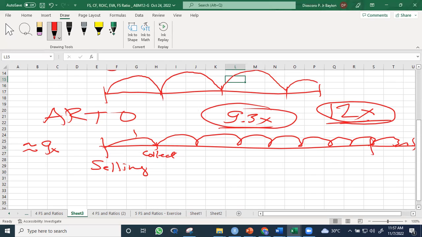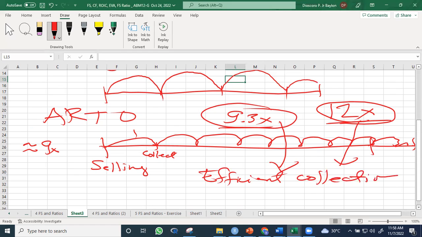Okay? Now, may pwede makakwento dito. Number one, hindi efficient yung collection ng company. Bakit parang ang bagal niya? 9 times lang siya per year, pero yung kalaban 12 times. 3 times more. Makakapag-collect pa ng 3 plus 3 more compared dun sa company.